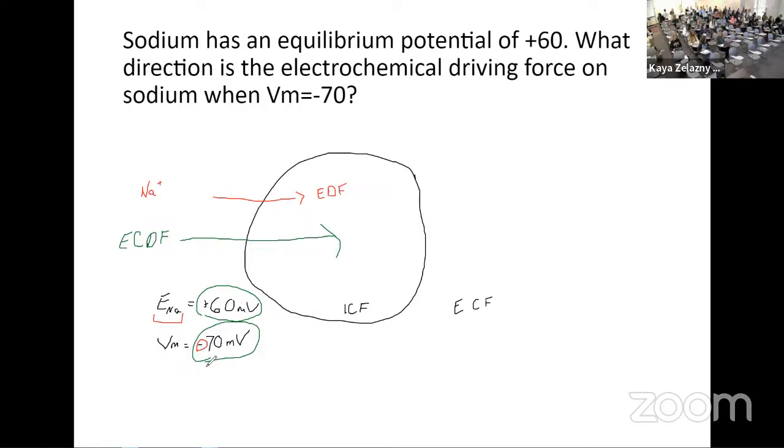Is it the case that to get to that positive 60, we had to cross 0? So once we cross 0, our EDF would have flipped, with the CDF continuing to drive in. So it's a step farther than I'd expect you to be able to do right now at the beginning of this concept, but we can also actually figure out from this information that our chemical driving force points in as well.